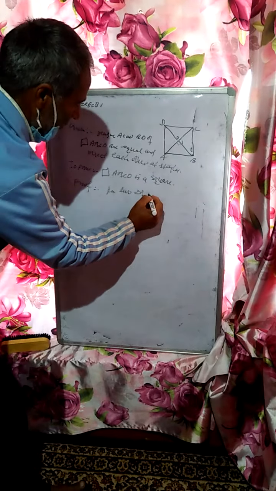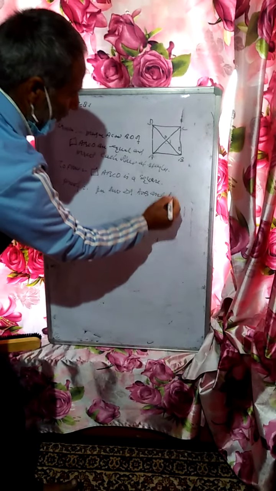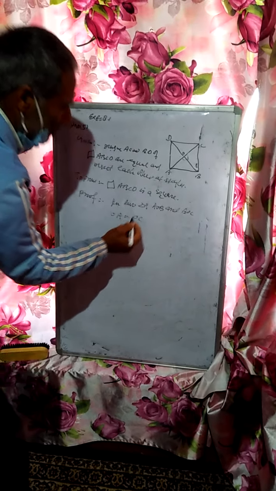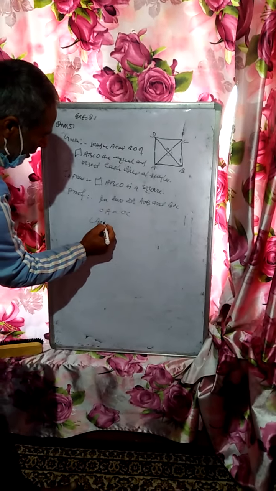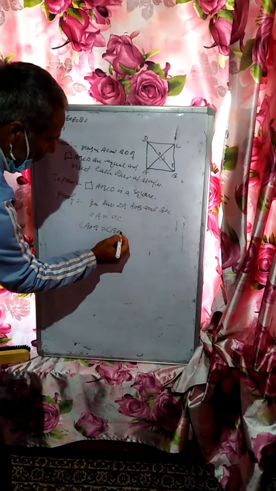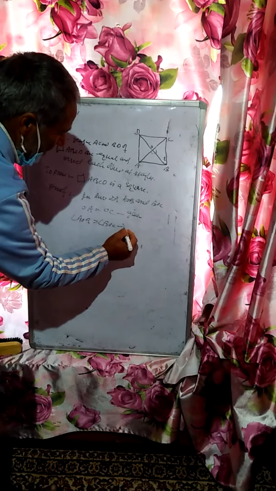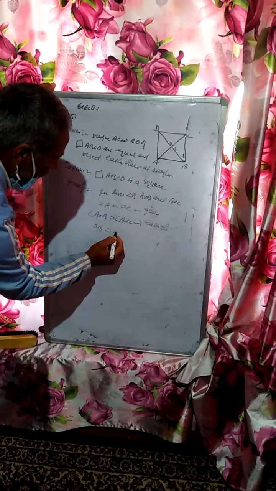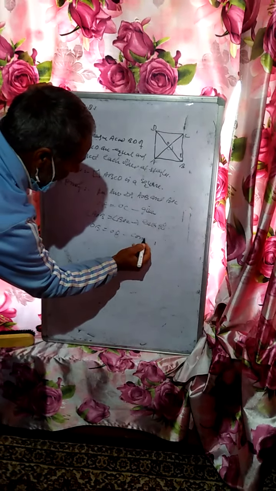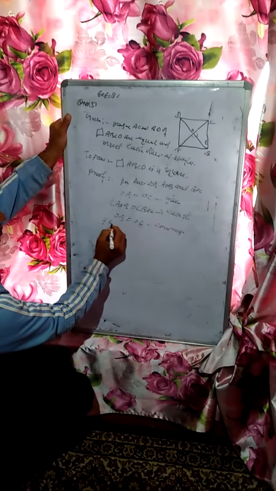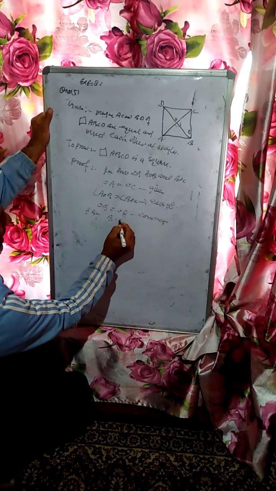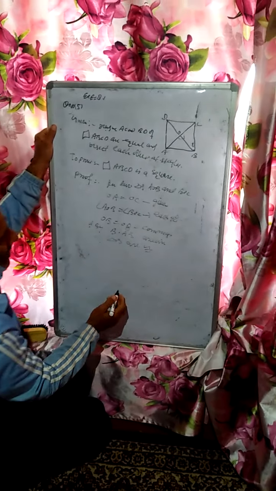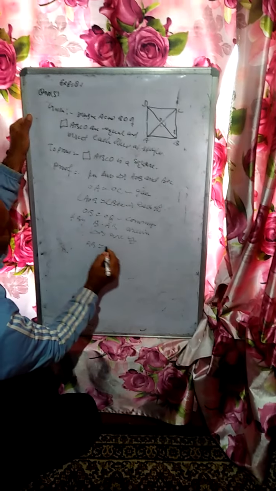In two triangles AOB and BOC, OA is equal to OC, angle AOB is equal to angle BOC, it is given and it is each 90 degrees, OB is equal to OB, it is common, therefore by side angle side action triangles are congruent. When triangles are congruent, we can say AB is equal to BC.